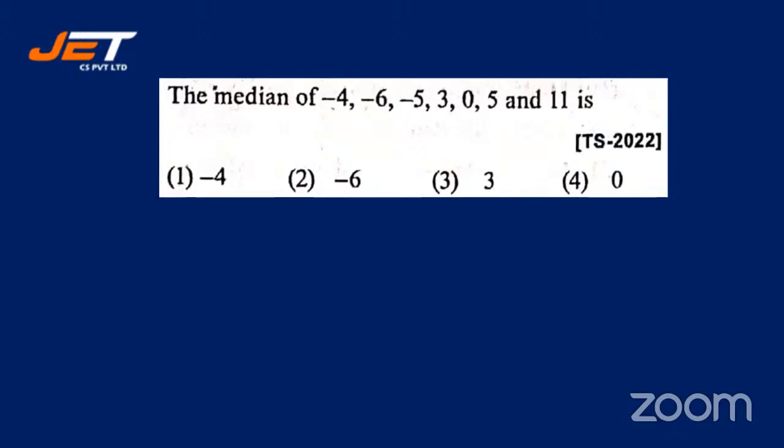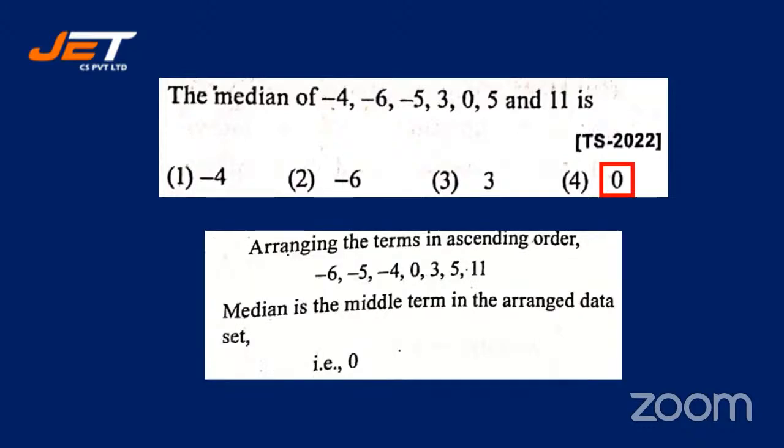Being the first question, let us do it now. First, you have to arrange it in ascending order. Here, the highest minus is the least one. So -6, -5, -4, 0. Then it starts with the positive: 3, 5, 11.